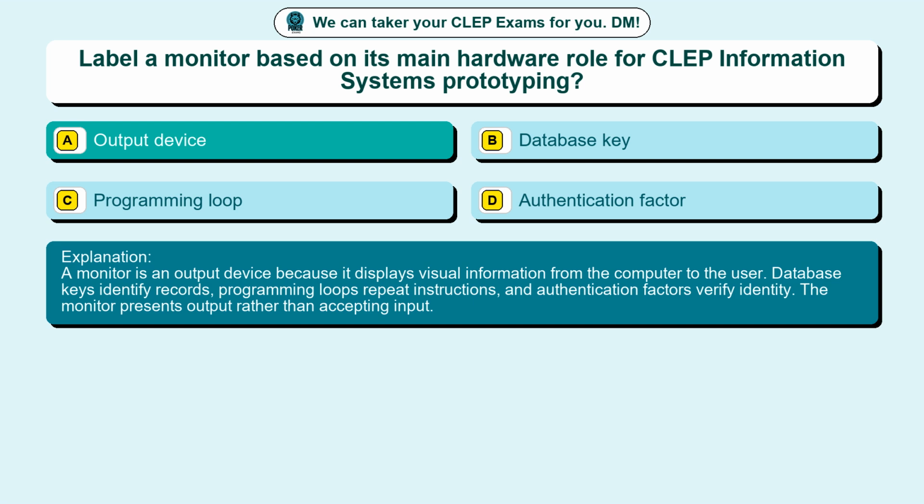A monitor is an output device because it displays visual information from the computer to the user. Database keys identify records, programming loops repeat instructions, and authentication factors verify identity. The monitor presents output rather than accepting input.